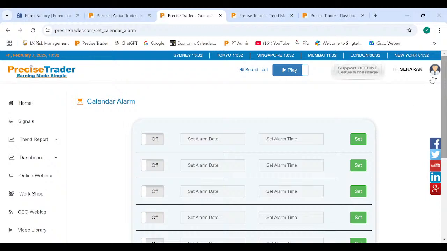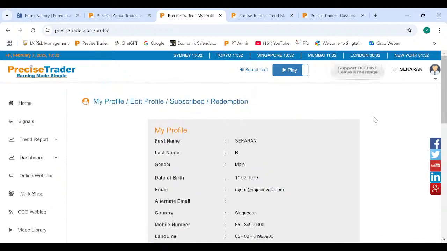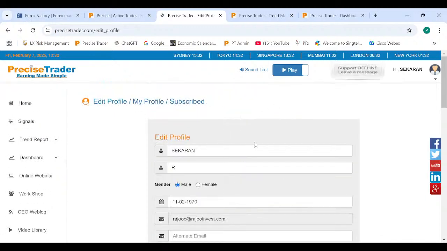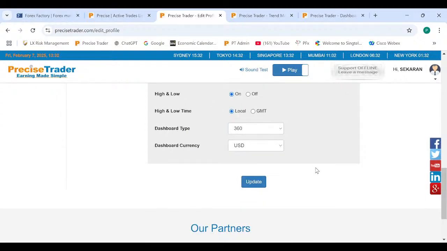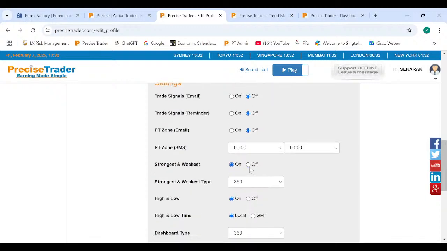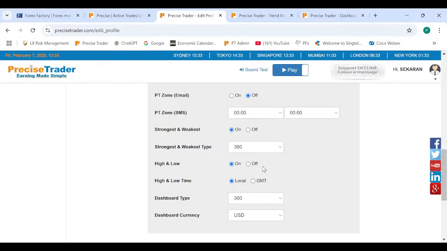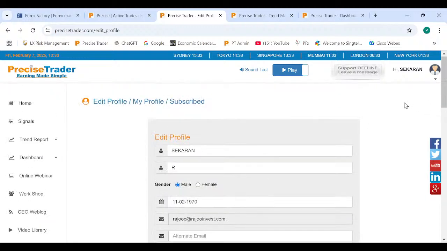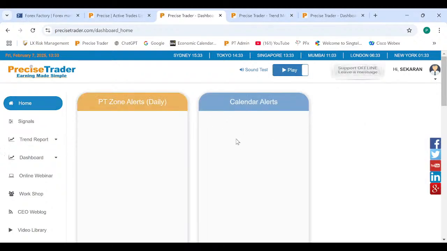This is the calendar. Just give me a minute. Settings. You see, if you want to send email, you can send PT zones. PT zone email alerts will be sent, and you can do the setting however you want to.